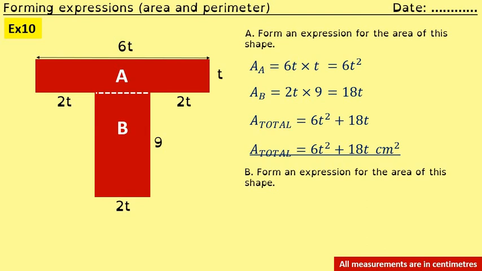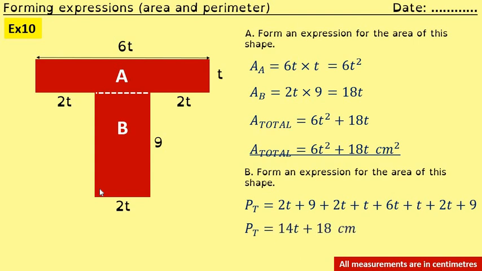For our perimeter, we need to make sure we add all of these side lengths, so 2t plus 9 plus t plus t, plus 2t plus t plus 6t plus t plus 2t plus 9, and we get 14t plus 18 centimetres as our perimeter.